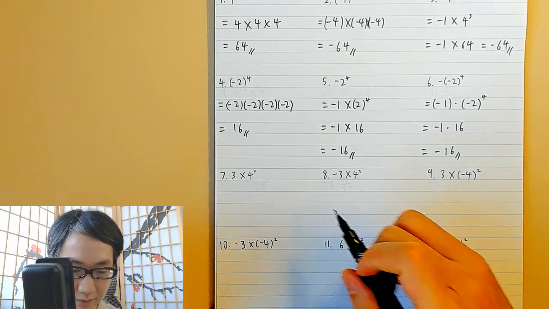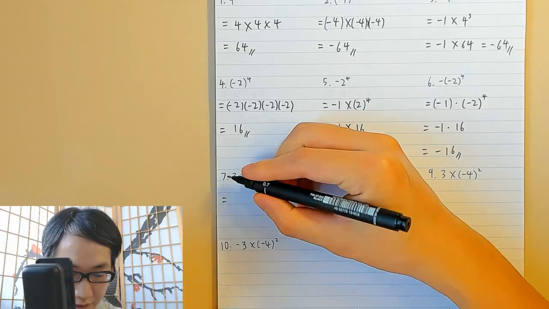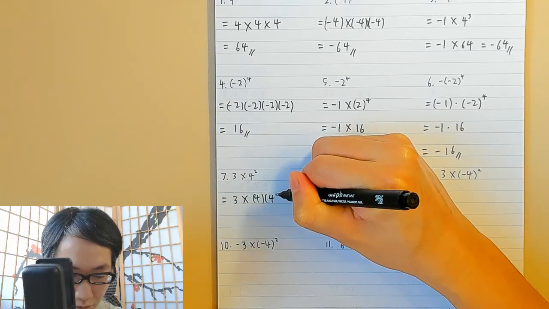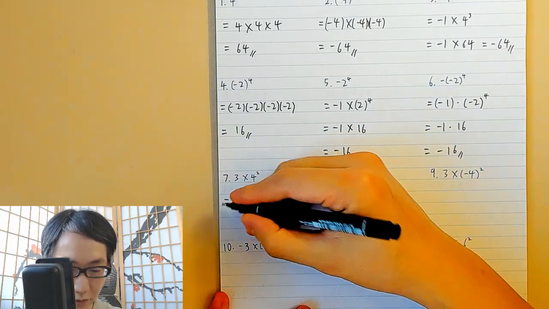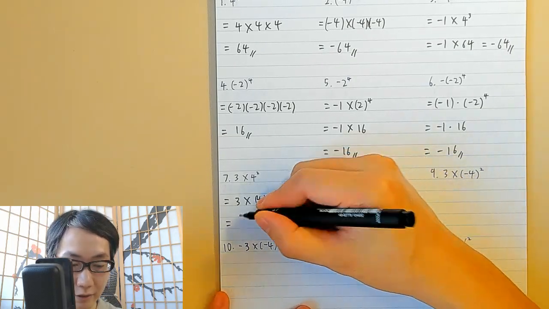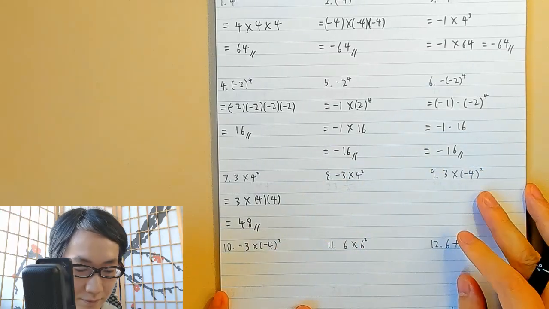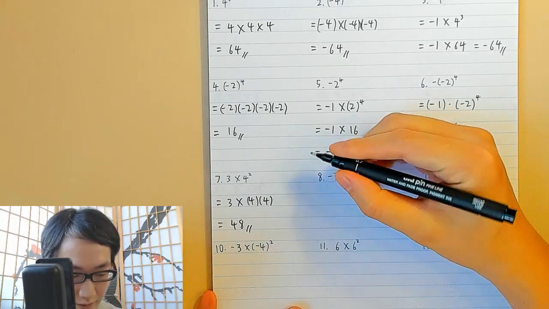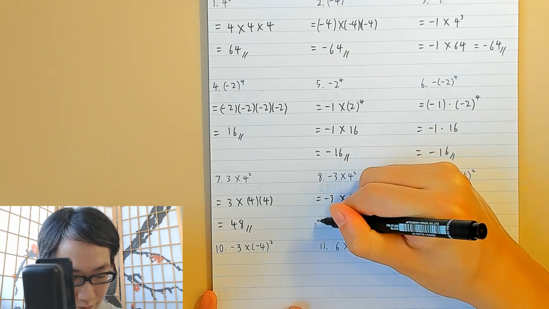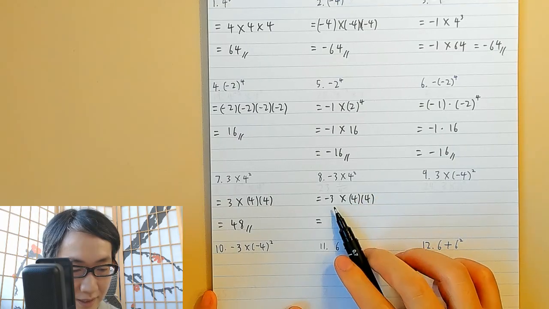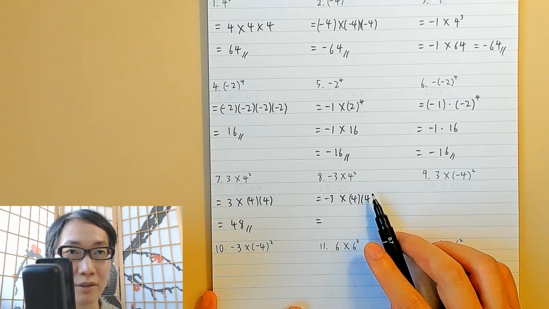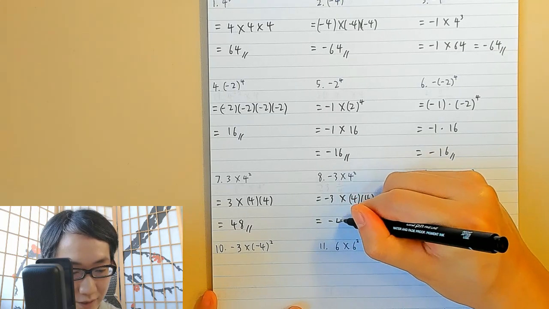And number 7. 3 is the initial value times 4 times 4. So 3 times 16, which is 48. This one is negative 3 times 4 times 4. So similarly, it is 16. Negative 3 times 16. A negative number times a positive number should give a negative number, which is negative 48.